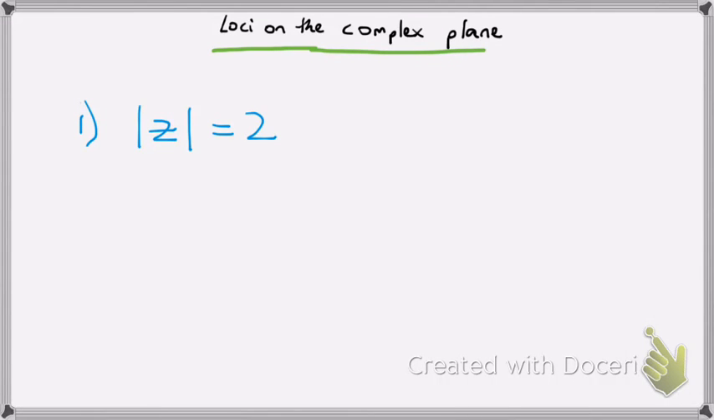Hi girls, so tomorrow morning we're going to learn about loci or locuses, but loci is the right one, in the complex plane. I just want to show you a few different examples and get you thinking about how these work. So the first I'm going to show you is mod z equals 2.